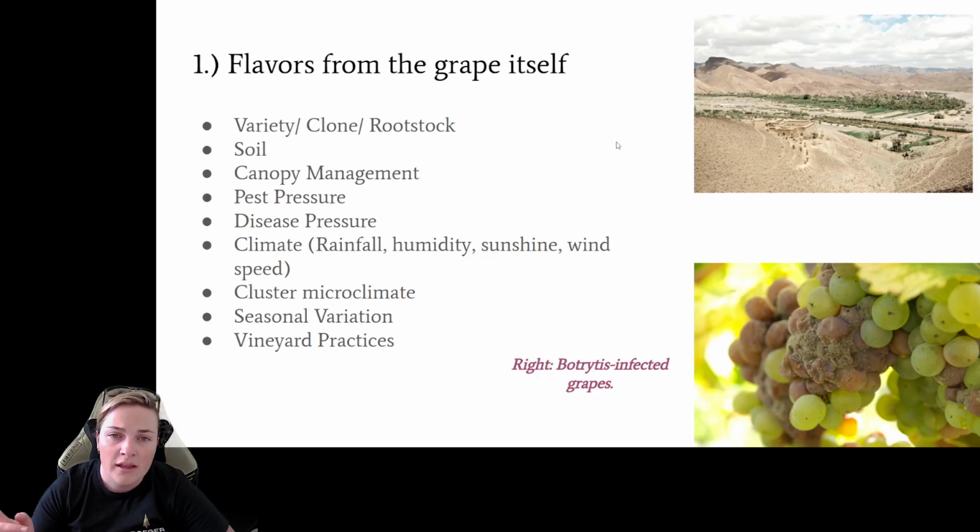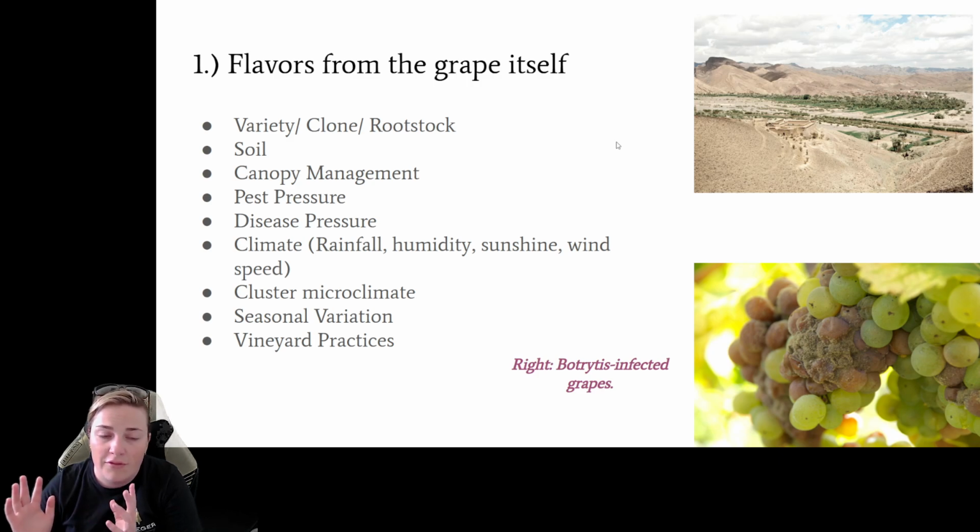So number 1, the grape itself. The grape itself encompasses a huge part of the flavors, right? So the variety, the clone, the rootstock you used, the soil that it was grown on, how you managed your canopy, were there pest pressures in the vineyard that year, were there disease pressures, the climate, right? So the amount of rainfall, humidity, sunshine, wind that the vineyard received. Then we also have the microclimate of the cluster. Was it really humid?